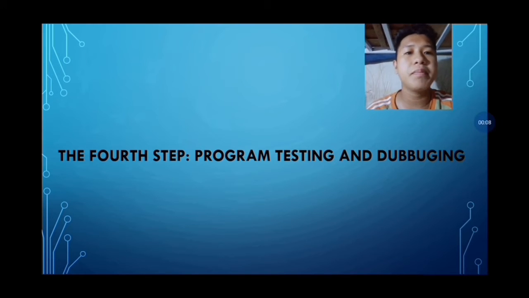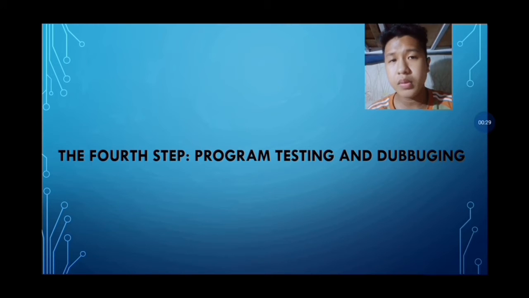The fourth step, program testing and debugging. Program testing involves running various tests such as test checking and debugging. These two tests are called alpha testing, and then running actual or real data to make sure the program works.